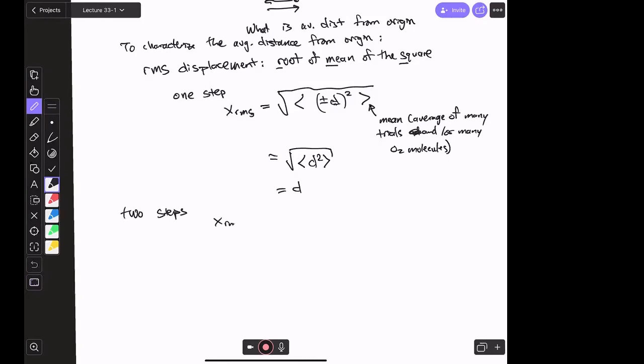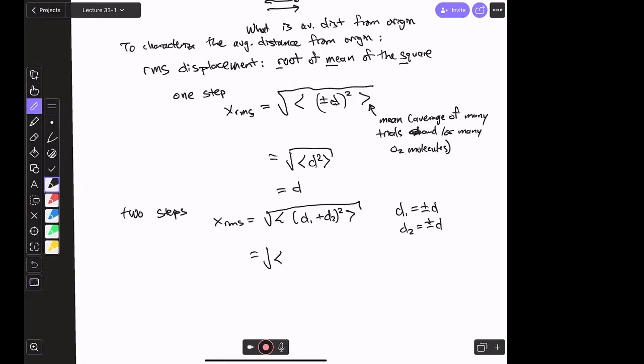So X_RMS would be the square root of the average of, let's call D1 the displacement for the first step, and D2 the displacement for the second step. So we take those two steps, add them together, and then square it. So D1 could be plus or minus D, and D2 could be plus or minus D.